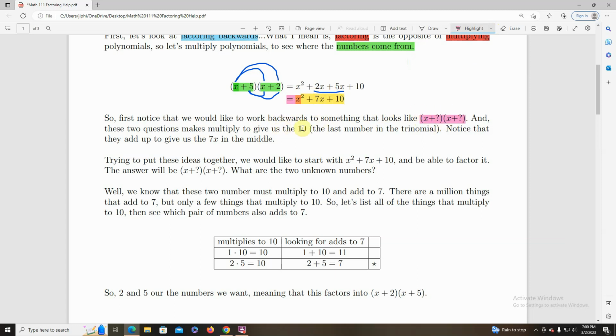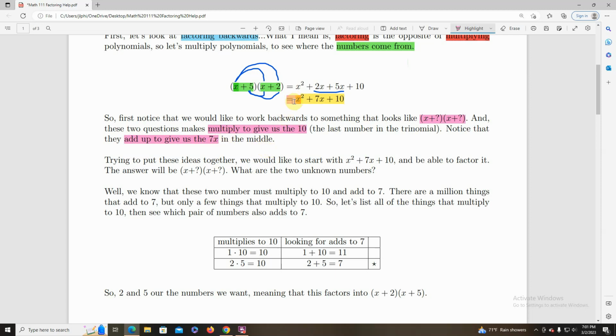Let's see if we can figure out a pattern here. Let's just look at these two numbers, 5 and 2, and is there any way that they relate to 7 and 10? I see something. 5 and 2, if you multiply them, they give you 10, right? 5 times 2 gave us 10. So the last number should come from these two multiplied. What about in the middle, 7? Well, 7 came from 2 plus 5. So the middle term is just the addition of those two numbers. That's a nice pattern.